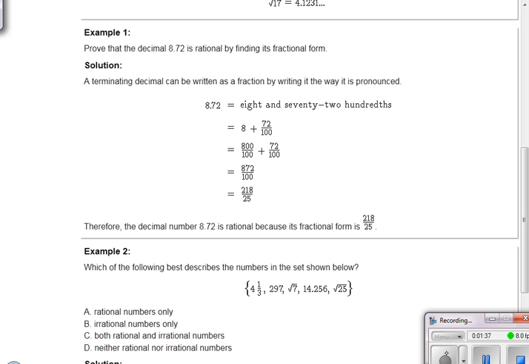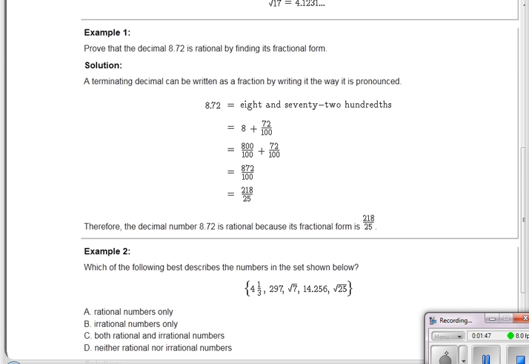Couple examples they give us. Example 1, prove that decimal 8.72 is rational by finding the fractional form. Reminder in class here, you always look at the place value of the last digit. That 2 is in the hundredths column. So that is why that decimal is going to end up over 100. The 8 here is your whole number. The 72 is the fraction part.